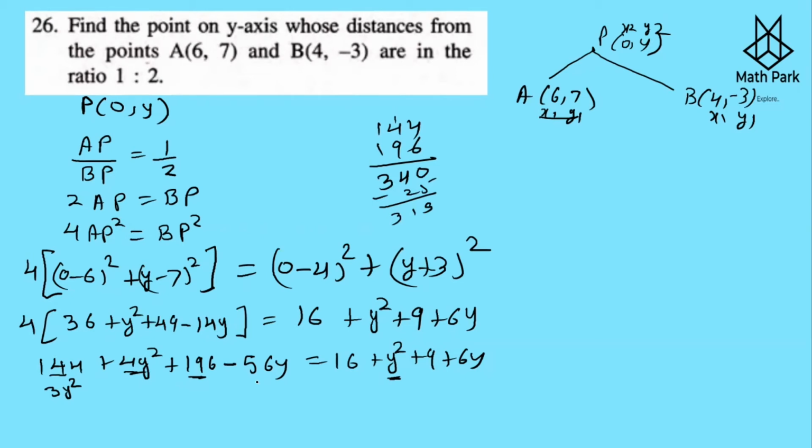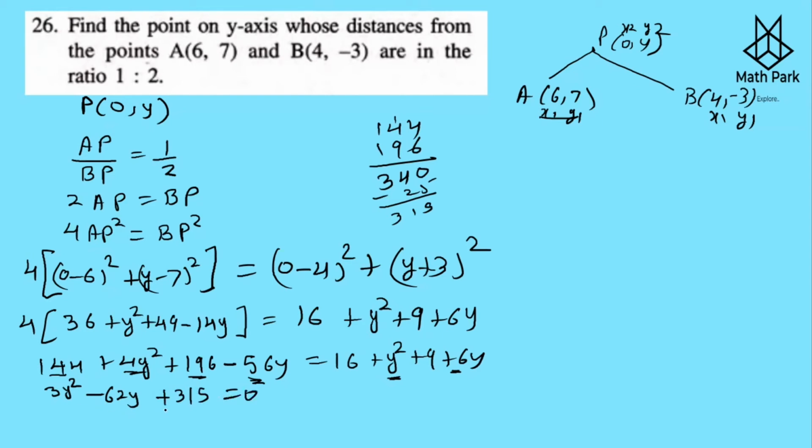Now we have the middle term, that is minus 56 plus 6y comes here, becomes minus 6y. So 56 plus 6, we get 62. So we get here minus 62y, and this becomes plus 315 is equal to 0. So we got this equation.